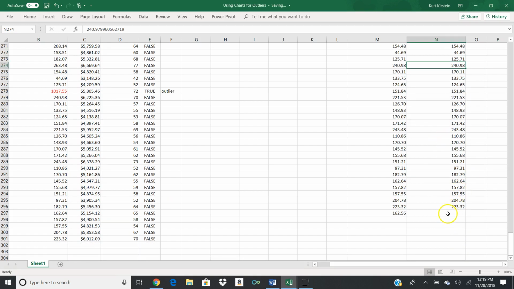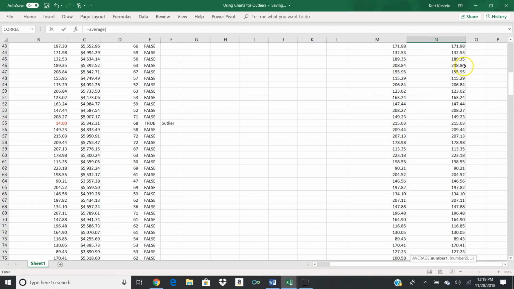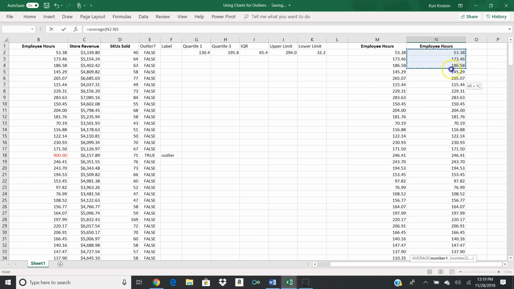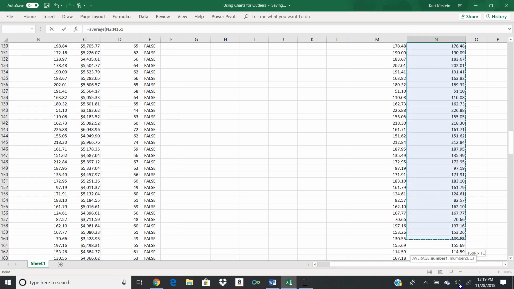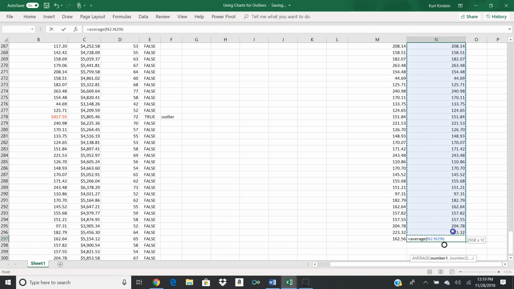So what am I going to do now? Well, I already did it over here, but I'm going to calculate the average. So equals AVERAGE, and I'll just designate it by clicking on it, from N2 all the way down to my last value. Then I'll close that out with a parenthesis, and it gives me 162.56. All right, there's my average, and that's the value that I'm going to use in place of the outliers.